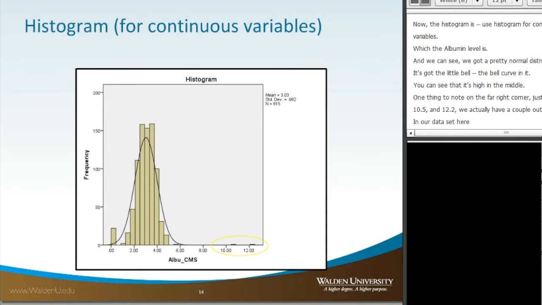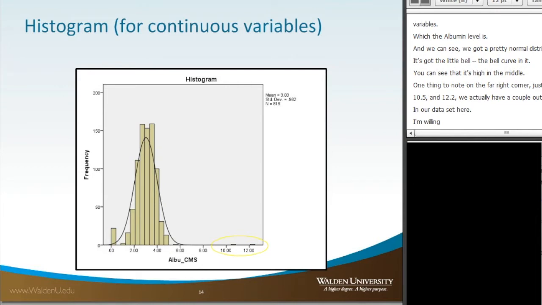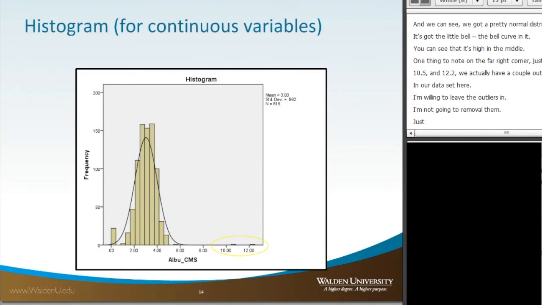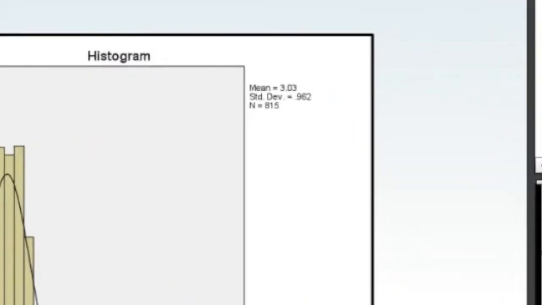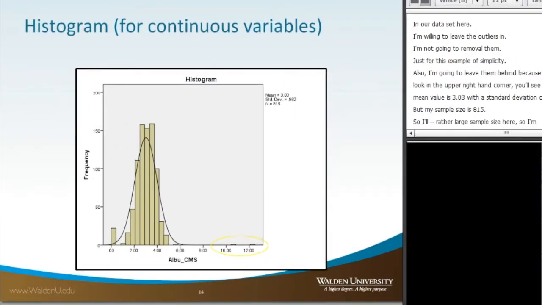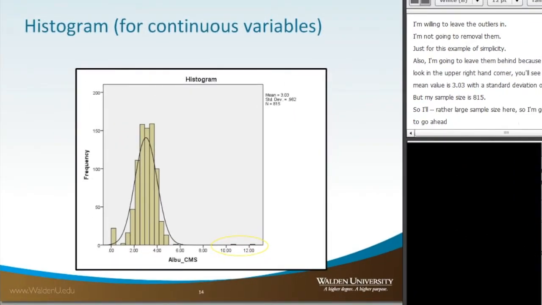I'm going to leave the outliers in. I'm not going to remove them just for this example, for simplicity. Also, I'm going to leave them behind because if you look in the upper right-hand corner, you'll see that the mean value is 3.03 with a standard deviation of 0.962, but my sample size is 815. So I've got a rather large sample size here, so I'm going to go ahead and leave my outliers in there because it's not really going to affect too much of my analysis.